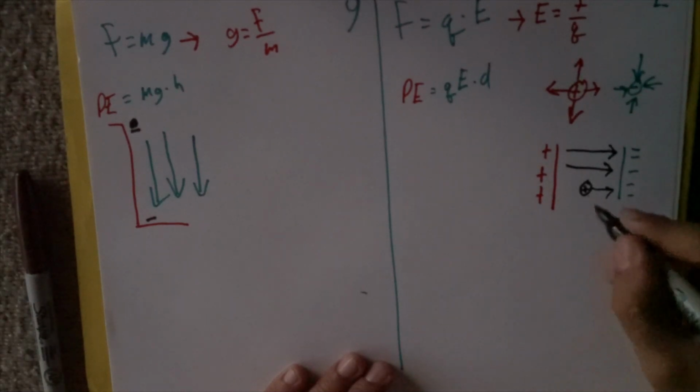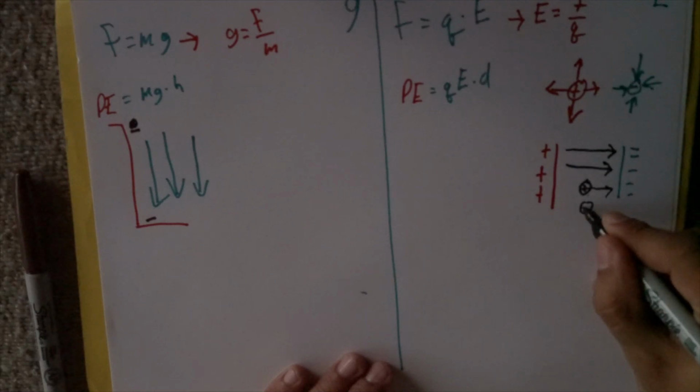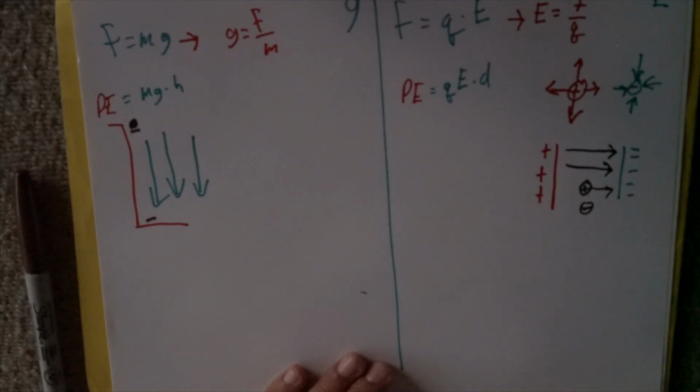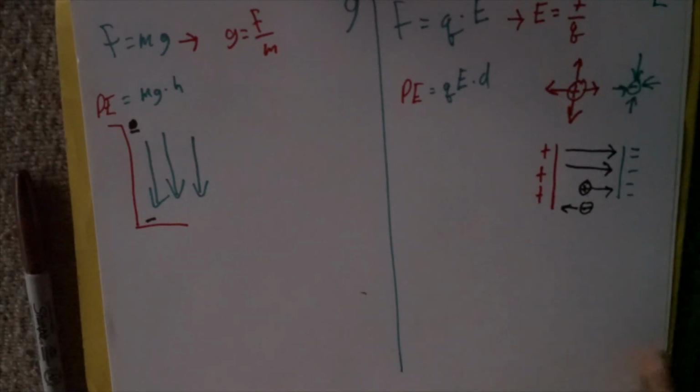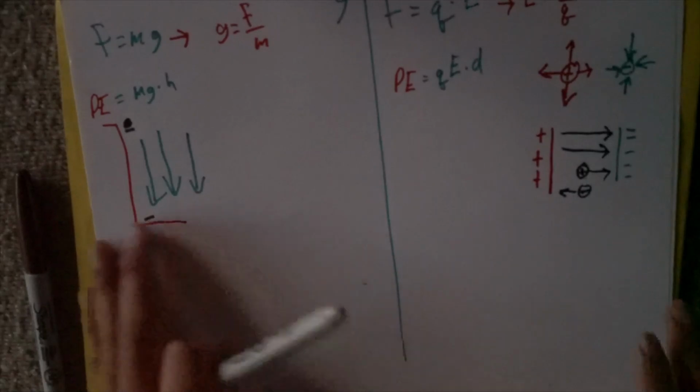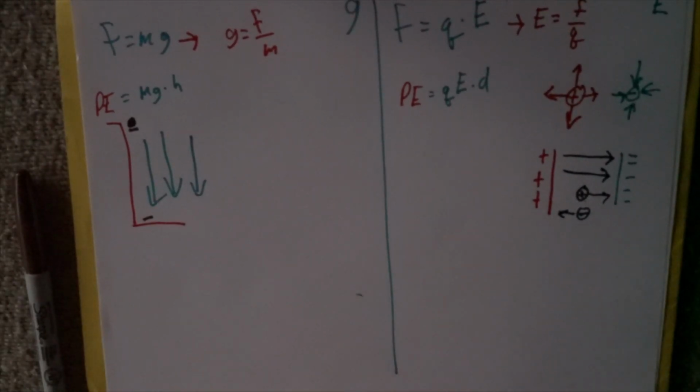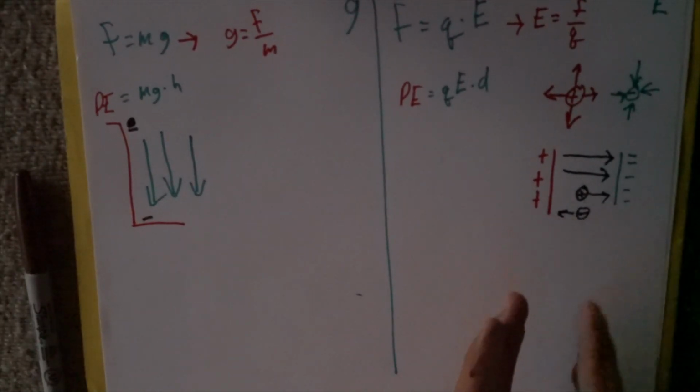So this is the part that gets tricky. If I have a negative charge here, where's it going to want to go? It's going to want to go in the opposite direction. So depending on the charge, the electric field can make a charge behave differently. So that is, I guess, what is a little bit tricky about this idea.